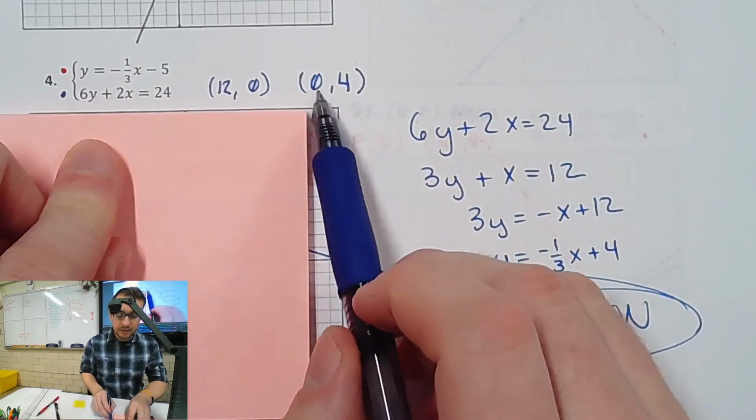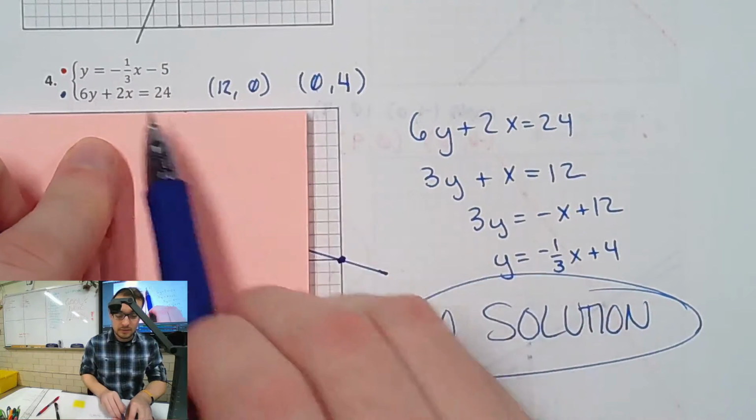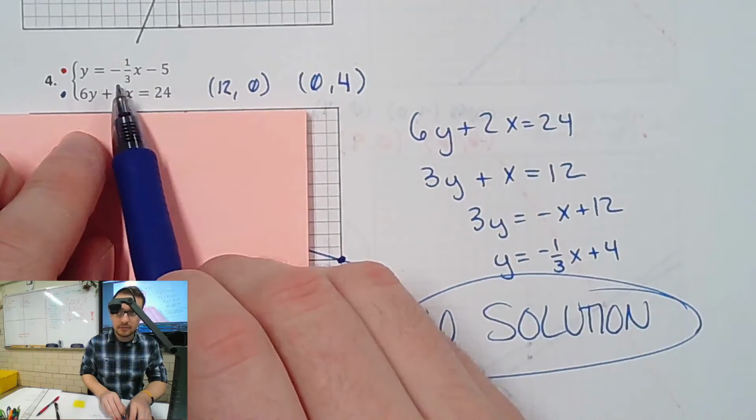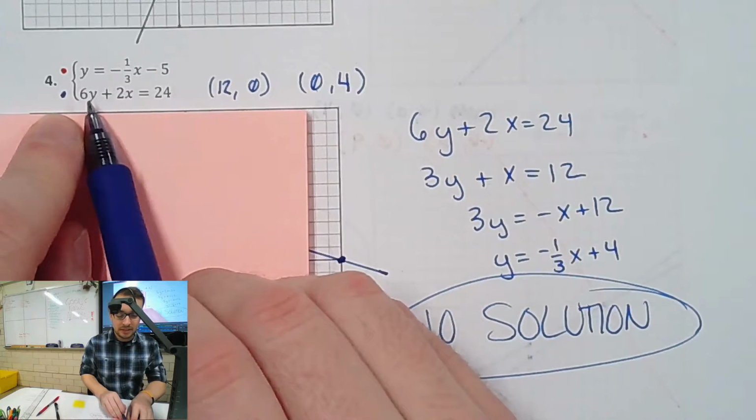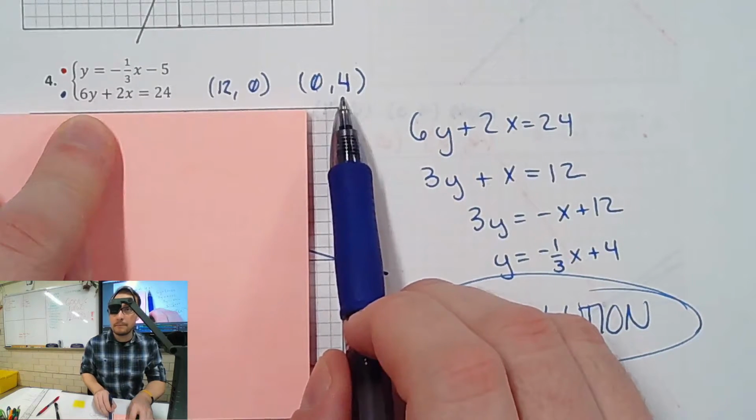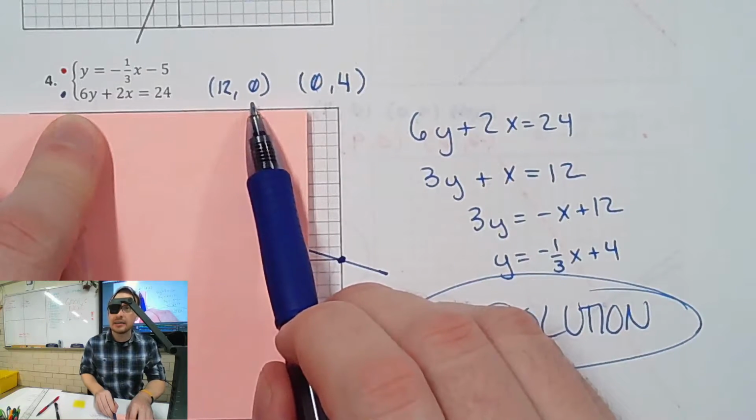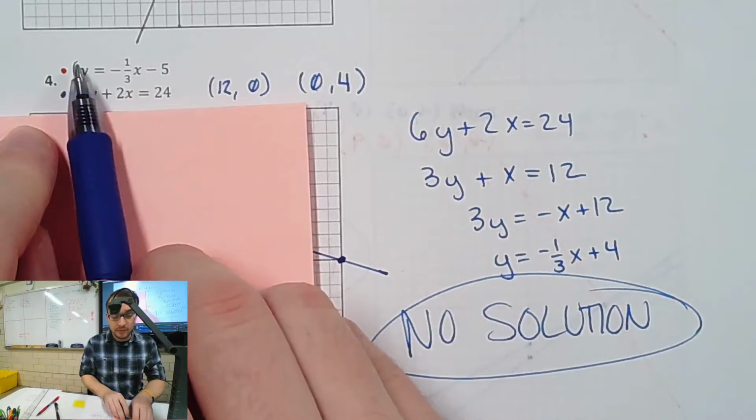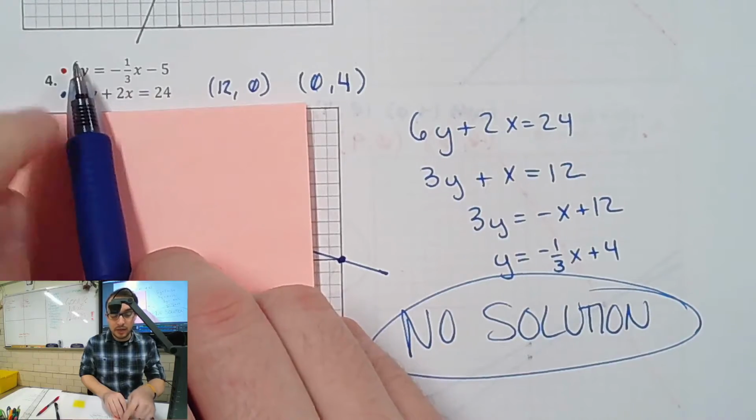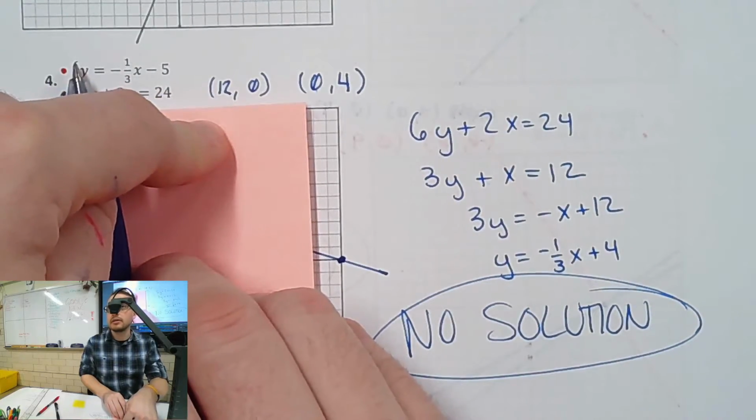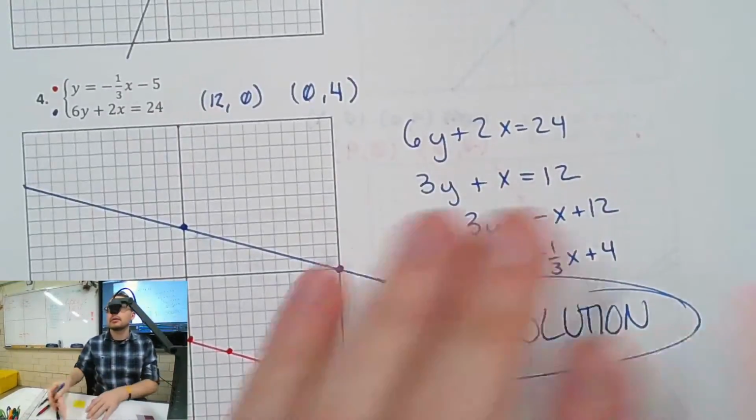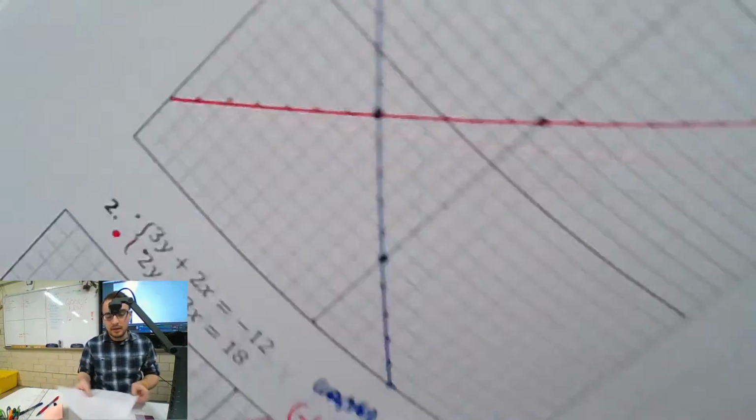Plug in 0 for x, so 0 for x. 2 times 0 is nothing. That means we divide by 6 and we get y is 4. Better? Okay, same thing here, but we're going to plug in 0 for y. So that goes away. We divide by 2, we get x is 12. Better? Plot your points, draw a line. Good, good. Turn the page.